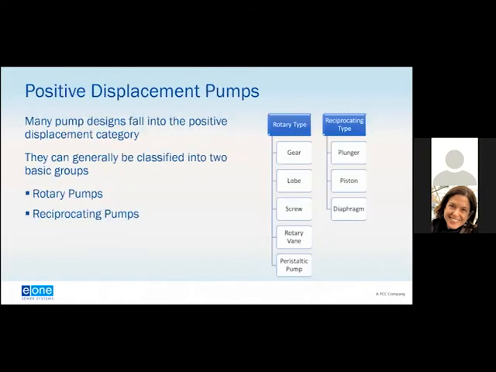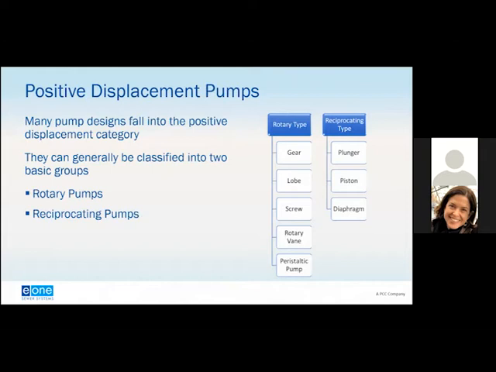Again, when we look at positive displacement pumps, there are many designs, but they can generally be classified into 2 basic groups, and that is rotary pumps and reciprocating pumps. And you can see on the graphic on the right, underneath rotary and reciprocating, you have different types of these. These are gear, lobe, screw, rotary vane, peristaltic, and then on the reciprocating type, it's a plunger or piston. So the reciprocating pumps move the liquid using one or more oscillating pistons, plungers, or membranes in the case of a diaphragm, while valves guide the liquid to the desired location.